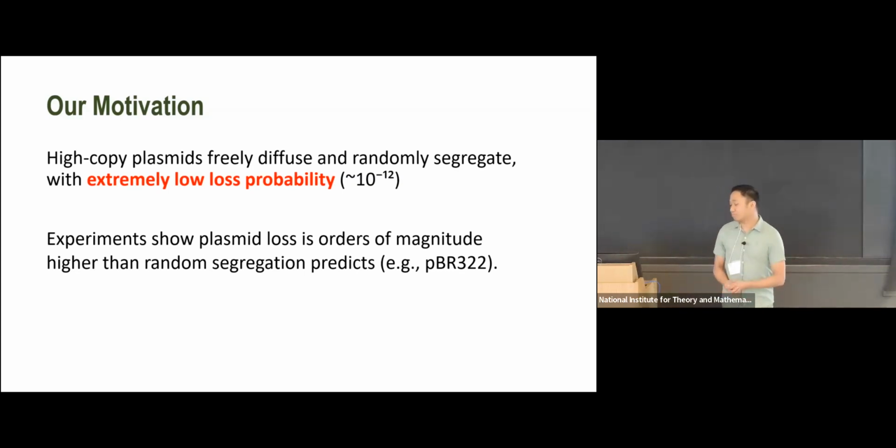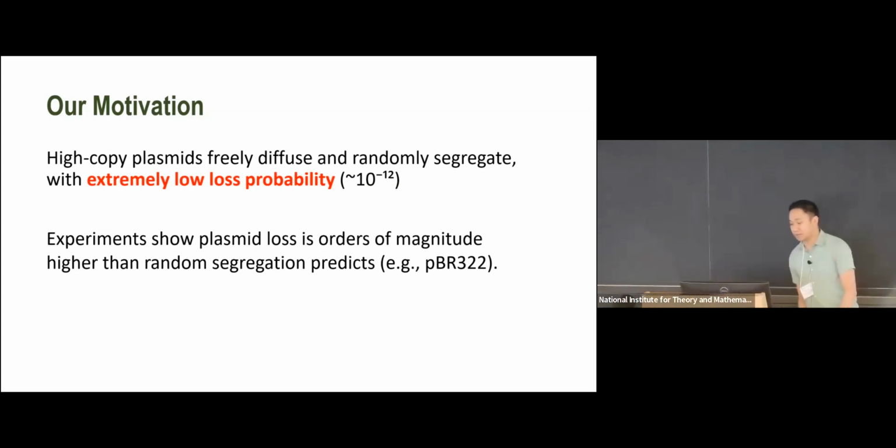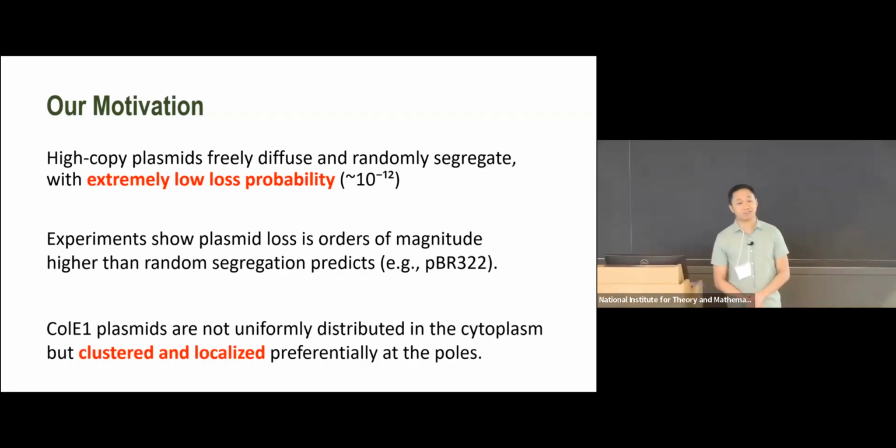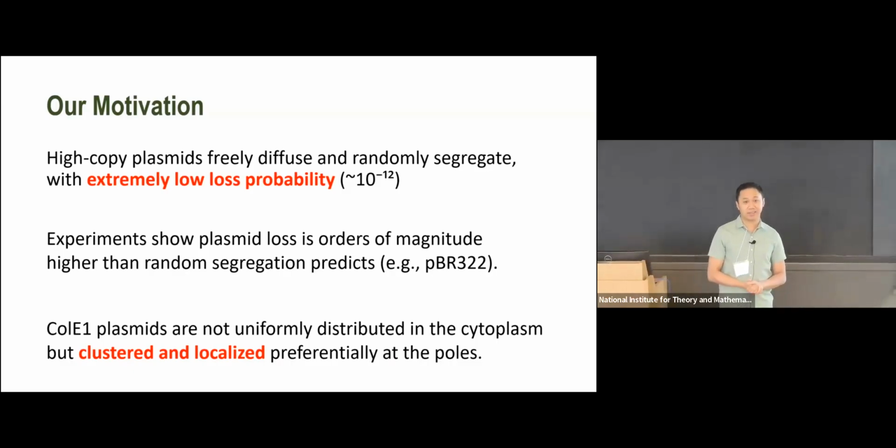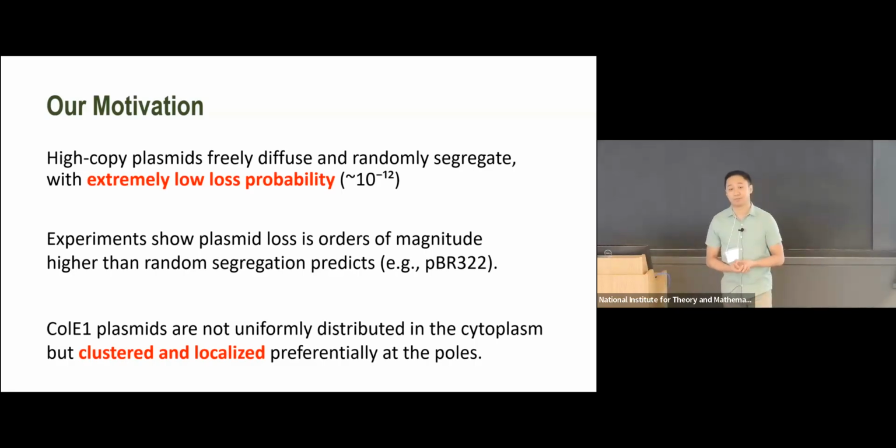One possibility is the aggregation or clustering of plasmids. It has been seen in experiments that plasmids localize preferentially at the poles. That will be the motivation for our model. So we constructed a mathematical model, a stochastic model, which accounts for plasmid segregation with clustering of plasmids. That's essentially the idea.